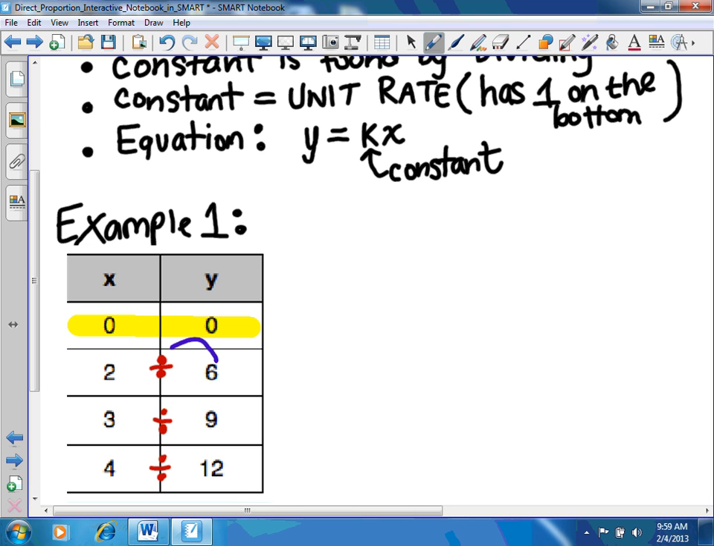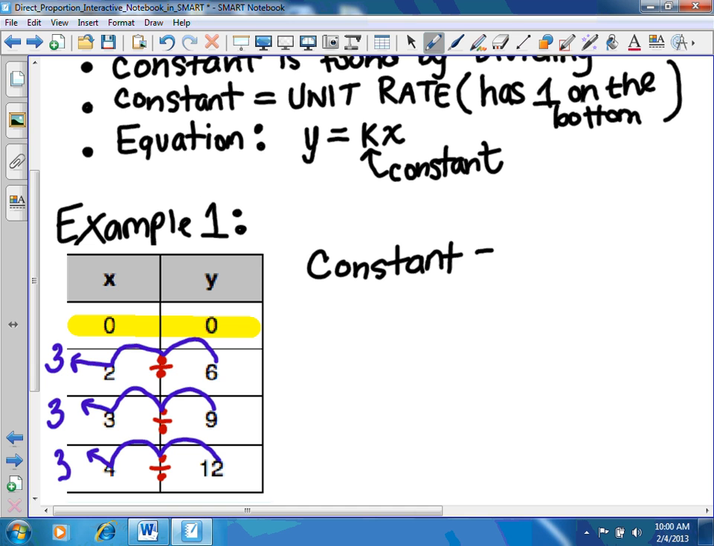6 divided by 2 gives us what? 3. Gives us 3. And the next one, 9 divided by 3 gives us 3. Okay, next. 12 divided by 4 gives us 3. 3 is a constant. So the constant equals 3.